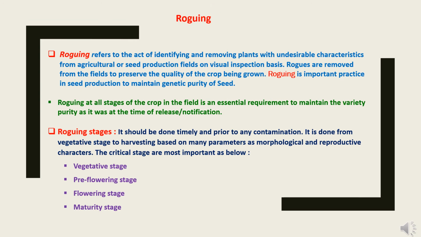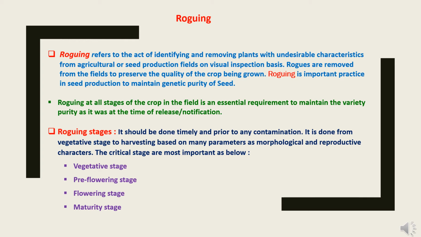In seed production, to maintain the genetic purity, roguing is very important. Roguing refers to the act of identifying and removing plants with undesirable characteristics from agricultural or seed production fields on a visual inspection basis. These rogue plants are removed from the fields to preserve the quality of the crop being grown. And roguing is an important practice in seed production to maintain the genetic purity of seed.